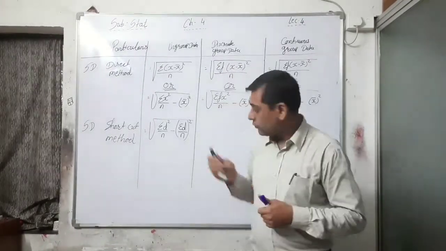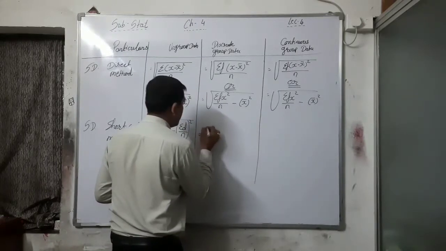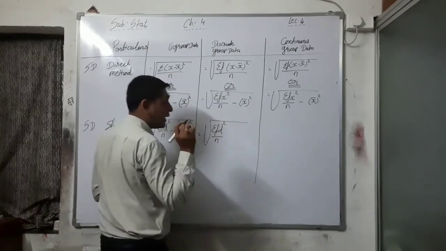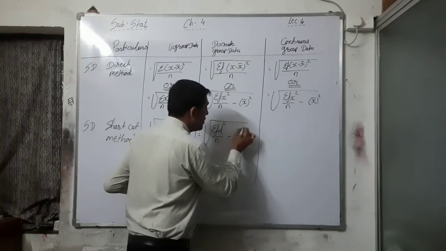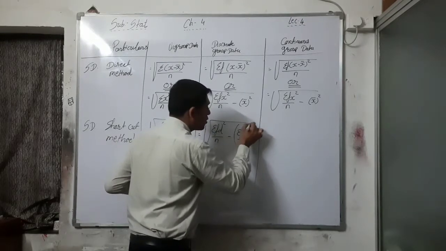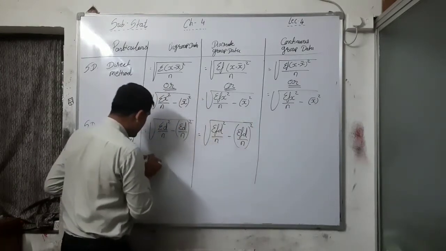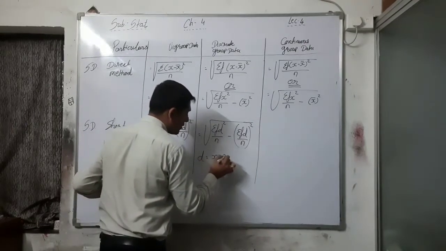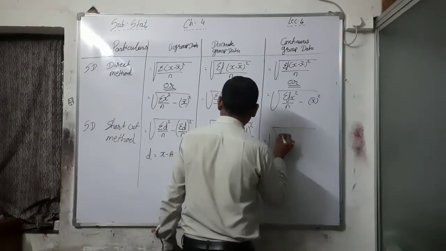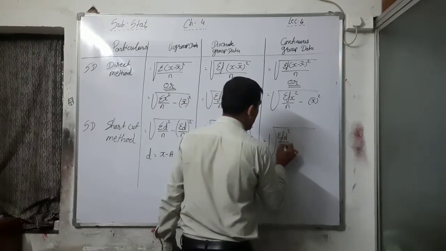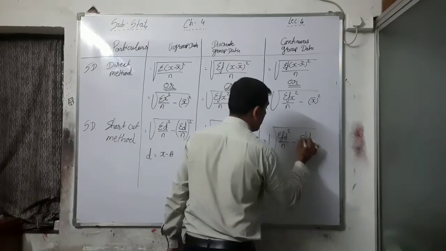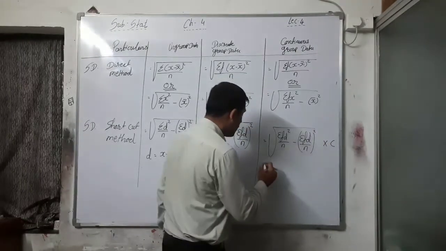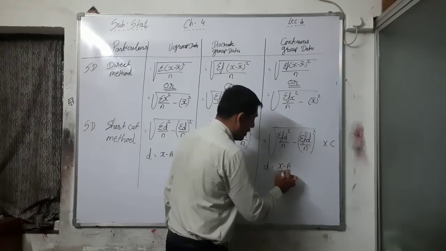Now the formula for the discrete group data, here the change is sigma fd upon n, sigma f into d square minus sigma fd upon n all square, where d is equal to x minus a. And here the formula is sigma f d square upon n minus sigma f d upon n all square into c, because here we have to take d equal to x minus a upon c.